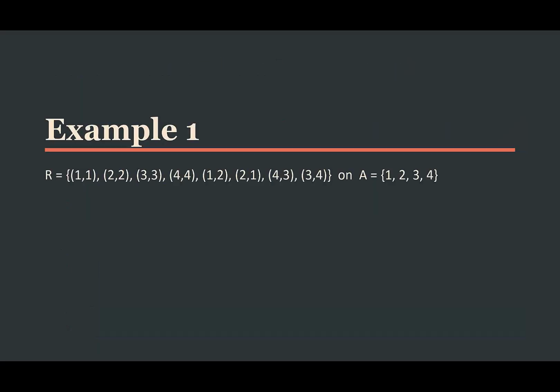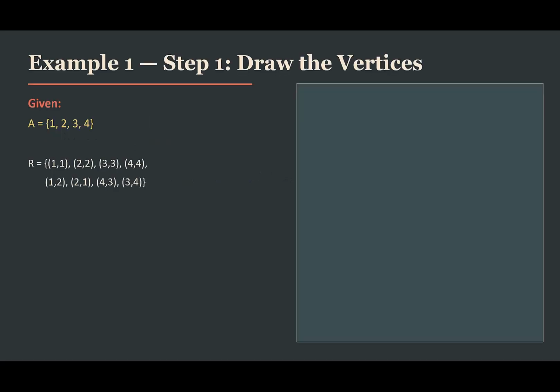Our first example is the relation R that's composed of ordered pairs (1, 1), (2, 2), (3, 3), (4, 4), (1, 2), (2, 1), (4, 3), and (3, 4) that come from the set A, which is equal to {1, 2, 3, 4}. As we begin to draw the graph, we want to look at the set A having 4 elements, 1, 2, 3, 4, separate from the relation R that's composed of the ordered pairs. This way, we can draw our vertices in the graph.